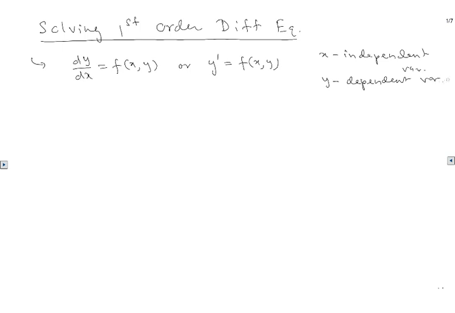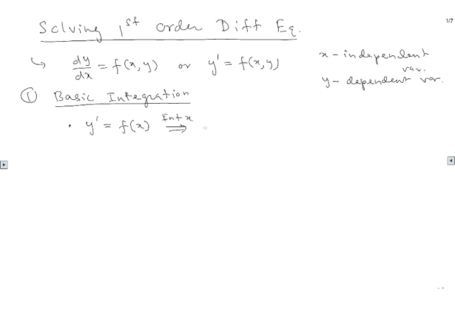Okay, so let's go case by case. The first one is what we call basic integration. Under basic integration there are two types. The first one is where the derivative simply becomes a function of the independent variable only. If the function is of the independent variable only, we're going to integrate with respect to x.